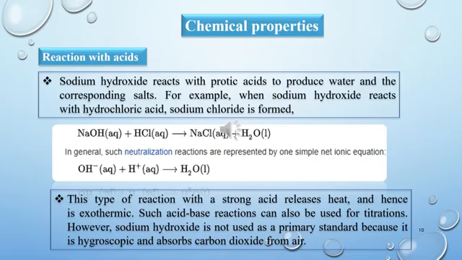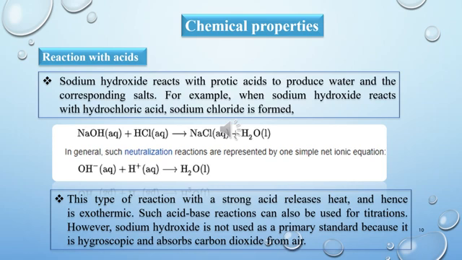Dear students, after the discussion of sodium hydroxide production, now we are going to discuss its chemical properties. Here we will see how sodium hydroxide reacts with acids, acid oxides, metals, metal oxides and precipitants. So first of all, the reaction of sodium hydroxide with the acids.